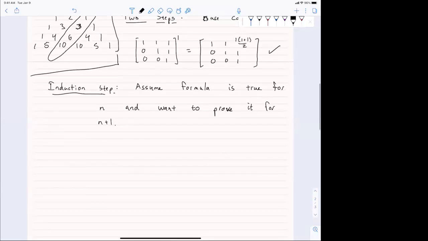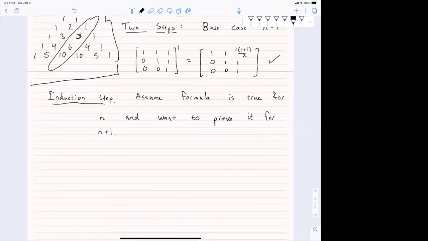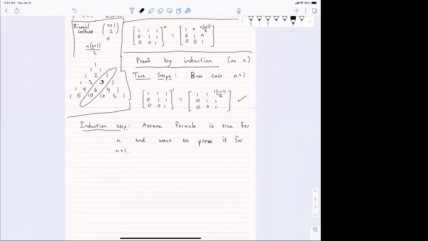All right, so let's assume this formula is true for n and we want to get to the next step. I've got to look at that formula, because I'm going to write down the left-hand side for n plus 1, what I want to prove.